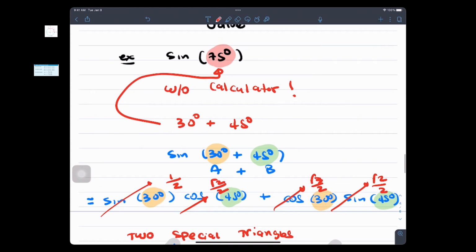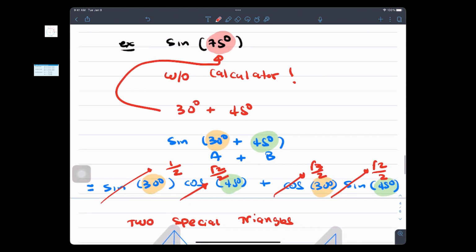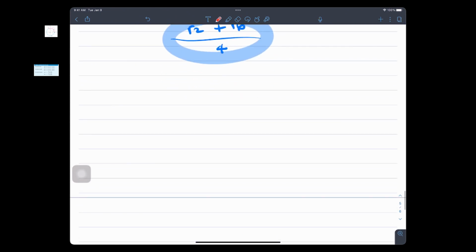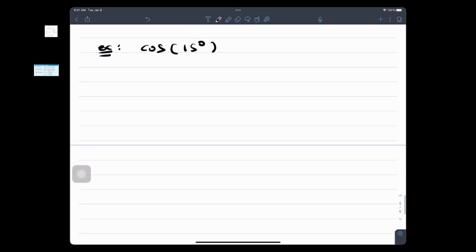Okay, now compare and contrast to this question here. This is sine of 75 degrees. You might say, okay, what if they gave me this here? Cosine of 15 degrees. Another example here. And I can't use a calculator. No calculator, ladies and gentlemen. Ooh, that's the idea here.